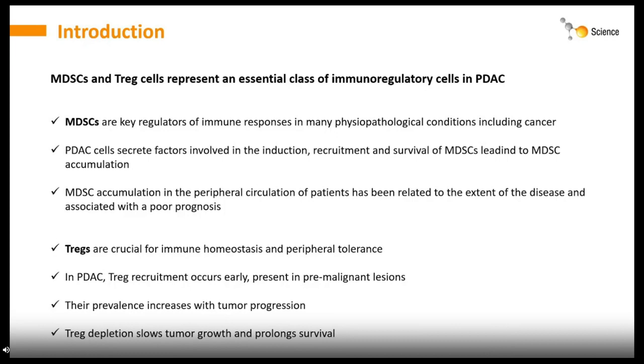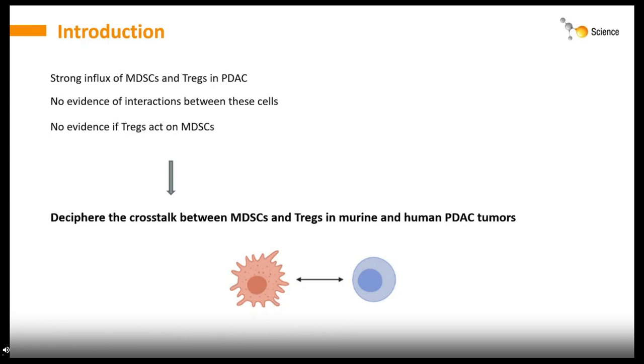Concerning Tregs, they are crucial for immunohomeostasis and peripheral tolerance. In PDAC, Treg recruitment occurs early and they are present in pre-malignant lesions. Their prevalence increases with tumor progression, and their depletion slows tumor growth and prolongs survival. Although a strong influx of MDSC and Tregs has been described in PDAC, there is no evidence of the interaction between these cells. And it's also unclear if Tregs can act on MDSC and shape their functional differentiation. That's why we wanted to decipher the crosstalk between MDSC and Tregs.